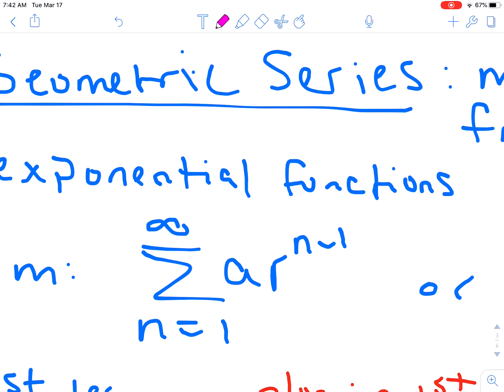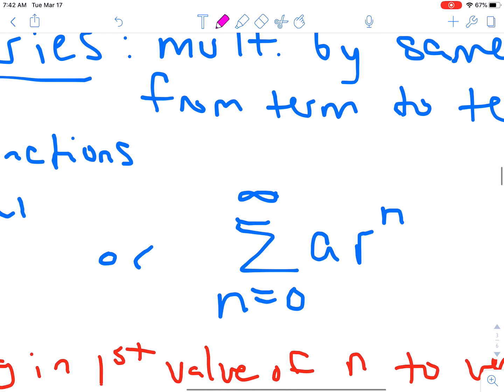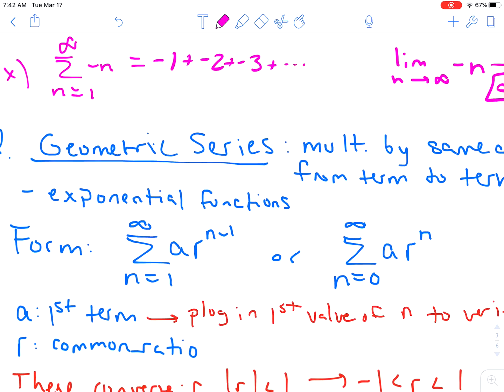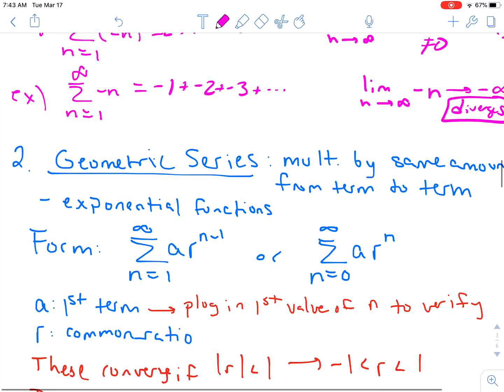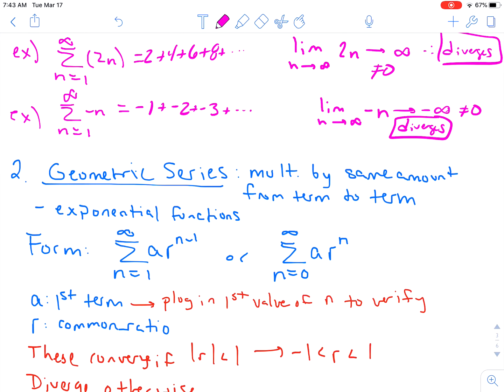If you plug 1 in, you notice the first r you get is r to the 0. Sometimes the indexing begins at 0, and it could be written as r to the n. Again, if you plug 0 in, you notice that you get r to the 0 back first. And in either case, plugging in the first value of n, we get back a. Okay, so a basically represents the first term of our geometric series. Plug in the first value of n to get that number, okay? And r is what we call the common ratio.